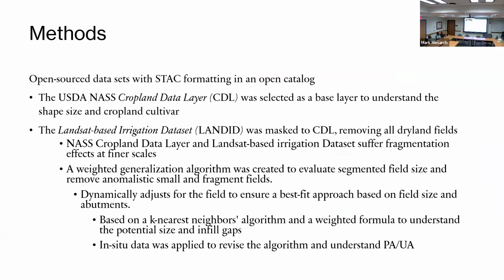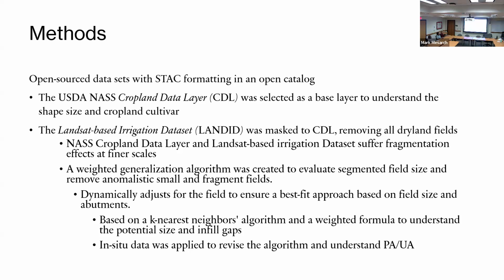Regarding methods, the USDA NASS dataset, i.e. the CDL, the cropland data layer, was selected as a general base layer to understand the cropland cultivar and the size. The land-use dataset was masked to the CDL to remove all the dryland fields. The NASS CDL and the land-use dataset suffer from fragmentation effects.